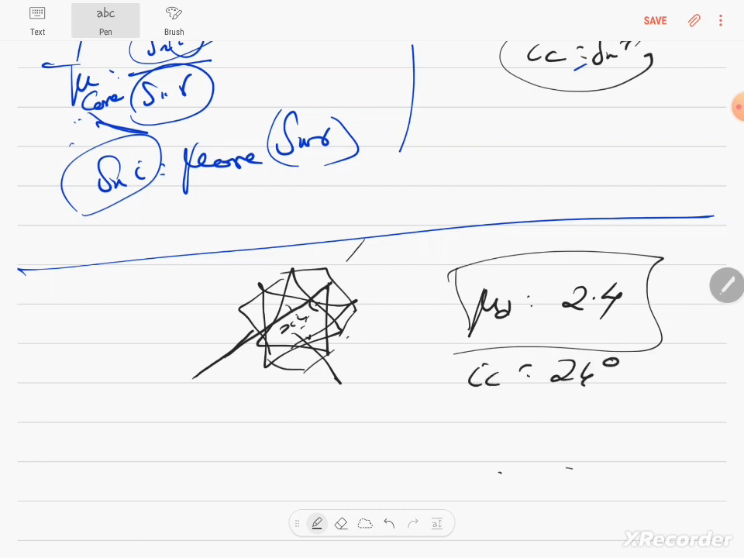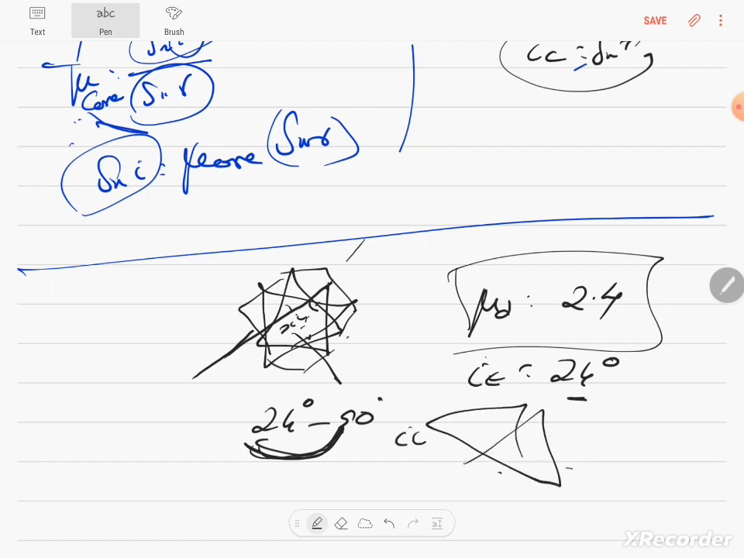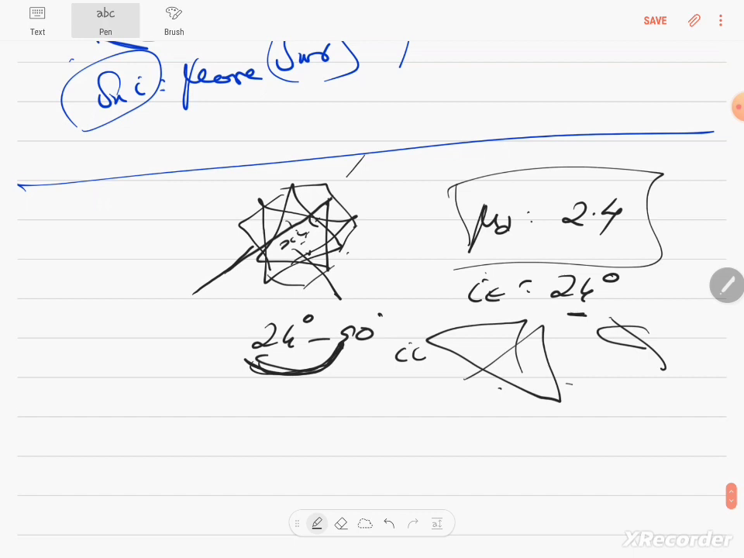So, the critical angle is 24 degree means the angle of incidence can range from 24 degree to 90 degree. That gives you a wider range of angle of incidence for which it is getting totally internally reflected. Diamond cutter is very, very special. So that is what makes it. This is the key point on this.